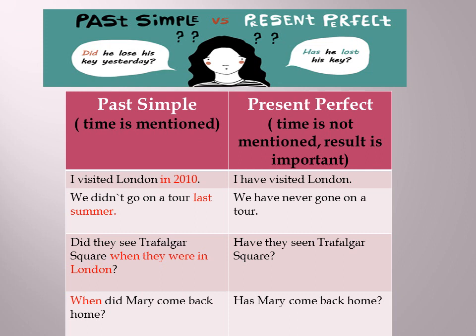And the last example. When did Mary come back home? Here we are asking about the time. So this is the past simple. Has Mary come back home? In this question, we are asking about the result. Please remember this rule.